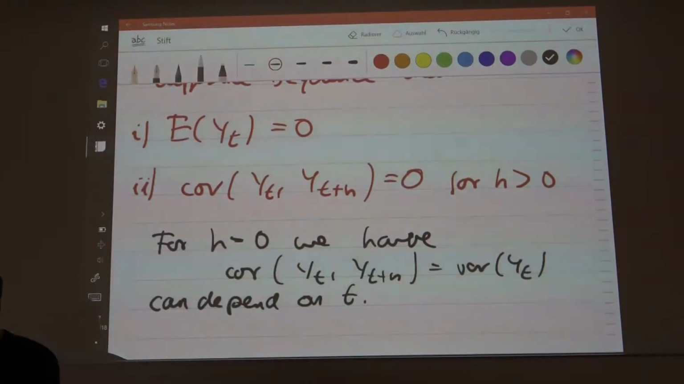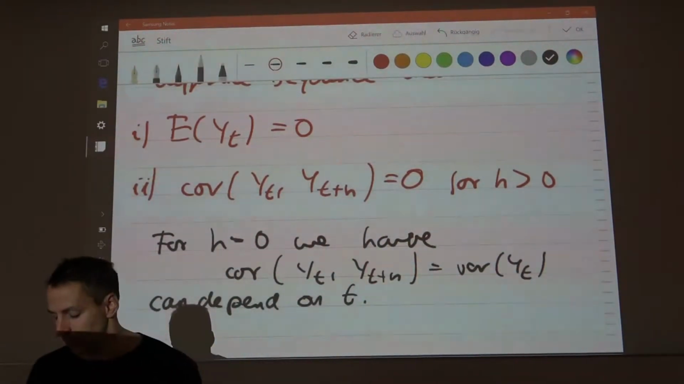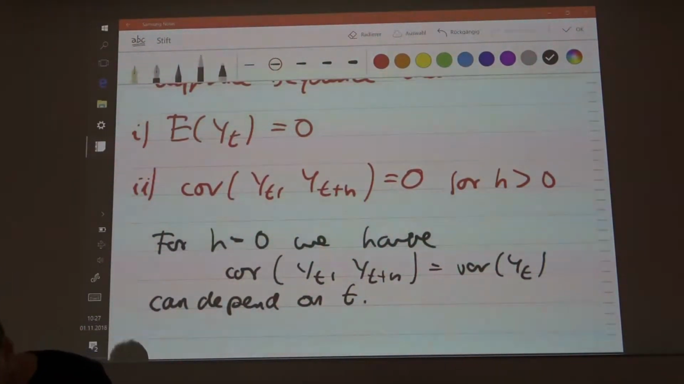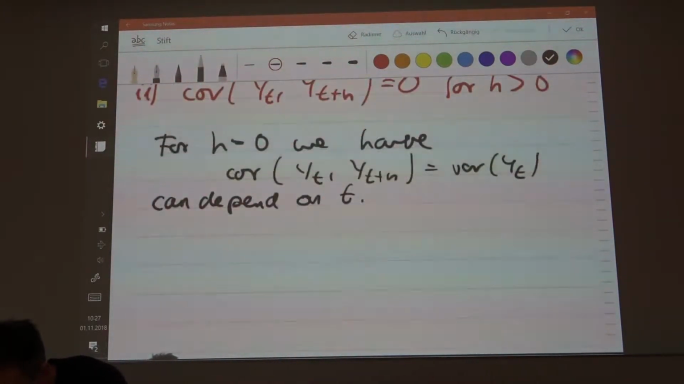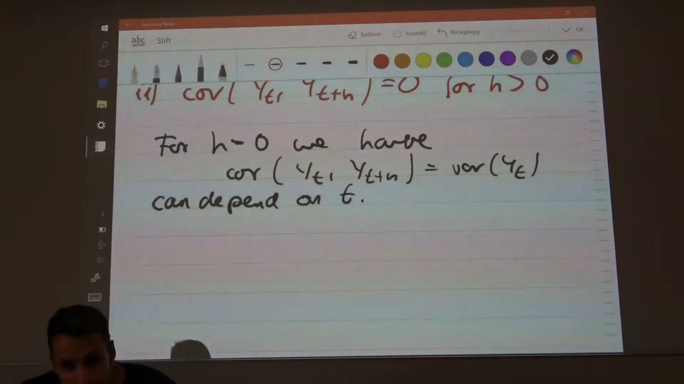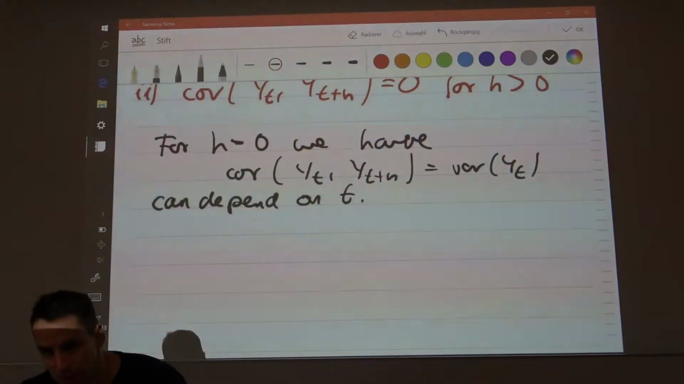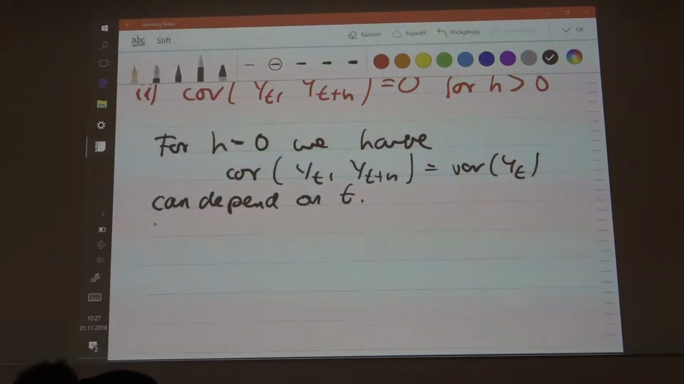So what this means is that a Martingale difference sequence is not stationary in general, because for stationarity the expectation doesn't depend on time, the variance doesn't depend on time, and the covariance doesn't depend on time either. Of course the autocovariance is 0, so the process is not autocorrelated, but the variance can depend on time. Hence, a Martingale difference sequence is not stationary in general. It can be stationary, but it's not necessarily the case.